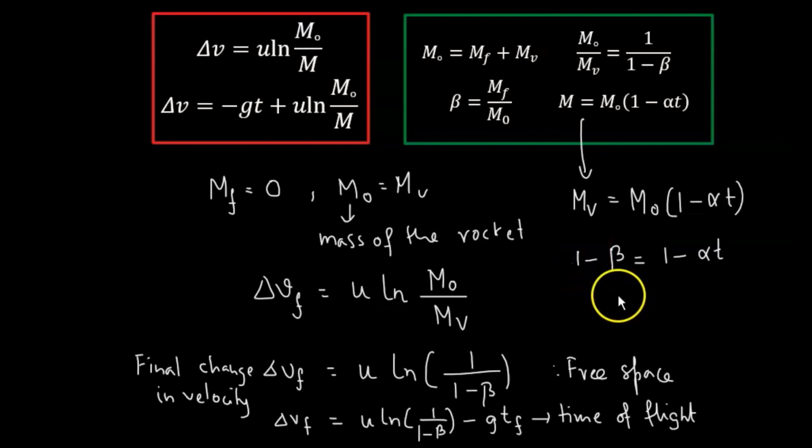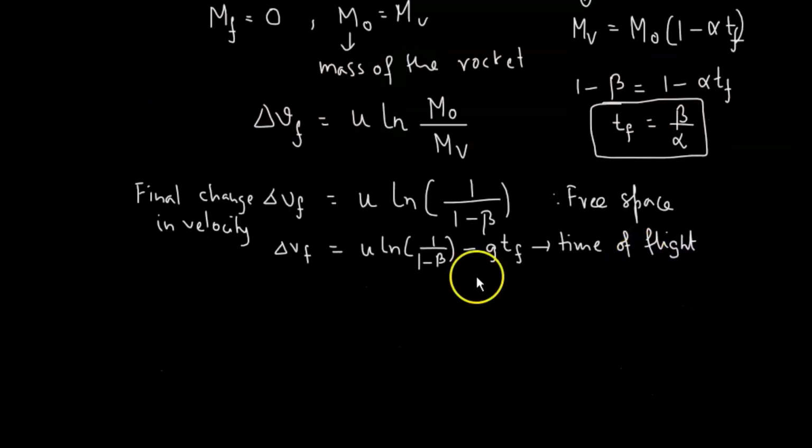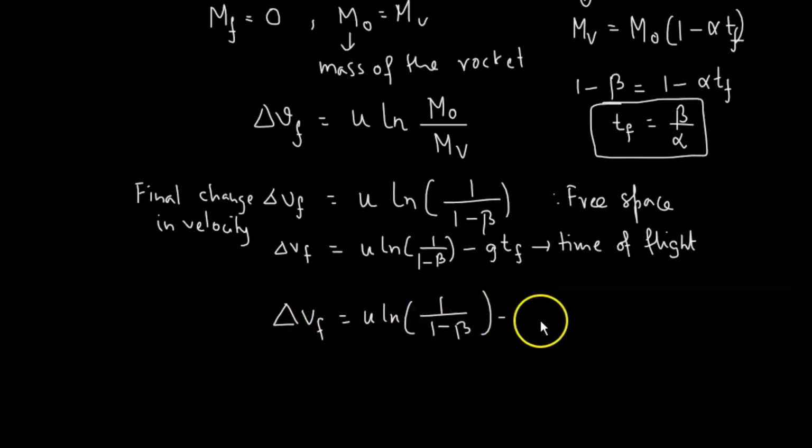And when we solve for t, or this is tf, the time of flight. So when we solve for the time of flight, that will be equal to beta over alpha. So let's just use the expression for time of flight, and then we'll have delta Vf is equal to U natural log of 1 over 1 minus beta, minus g times beta over alpha.